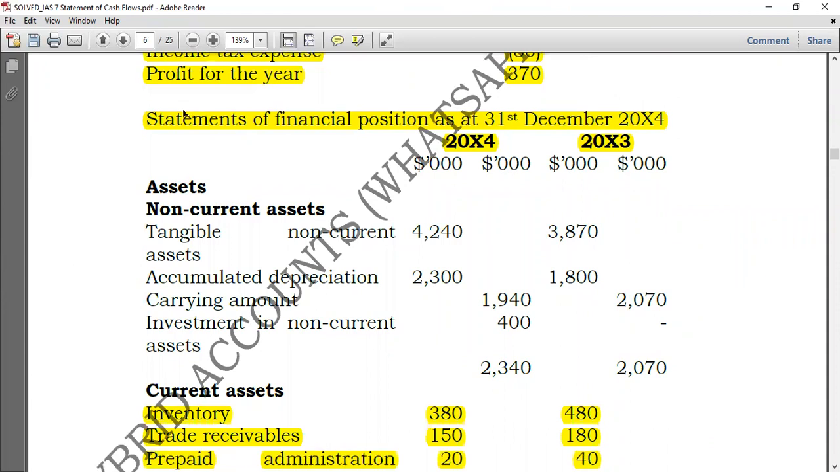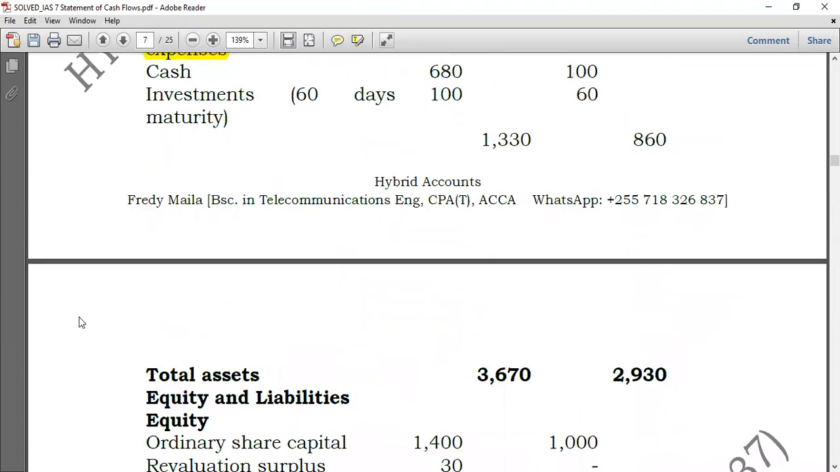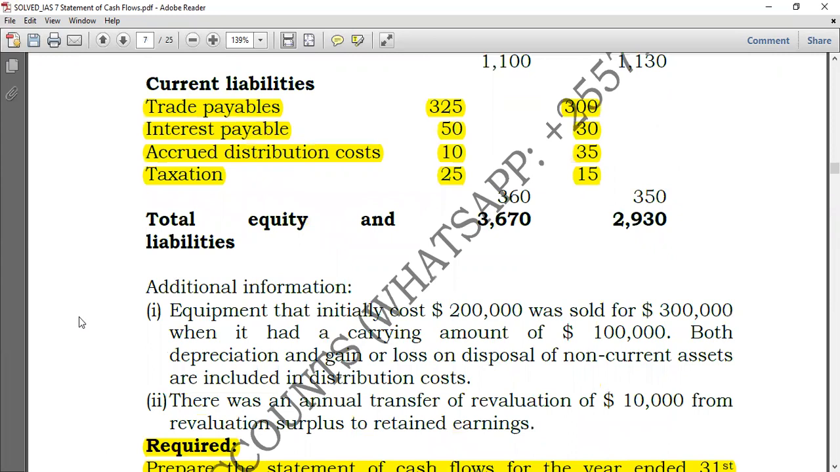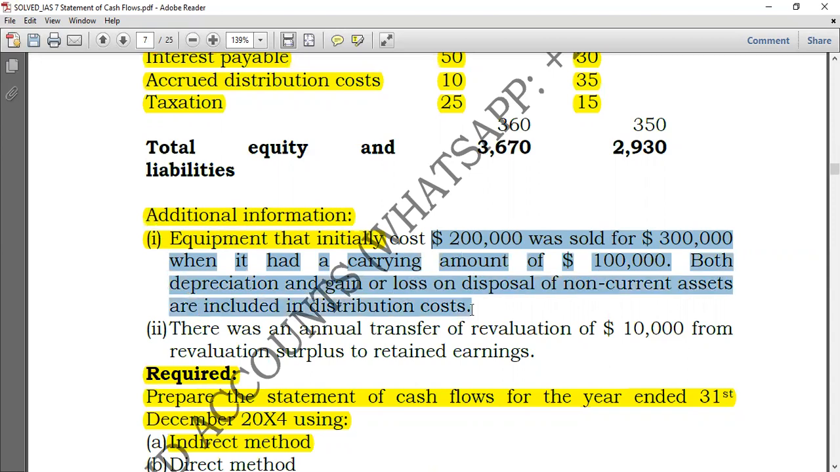Now, you can come and start with the statement of financial position, but there is actually no need to. Usually, the statement of financial position should be the last. So we just come to the additional information first. Additional information, as you see here. We are told that equipment that initially cost $200,000 was sold for $300,000 when it had a carrying amount of $100,000. Then, both depreciation and gain or loss on disposal of non-current assets are included in distribution costs.